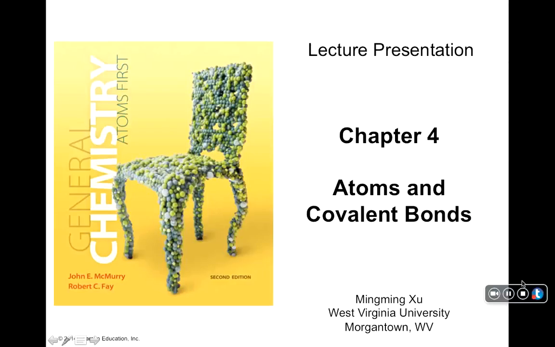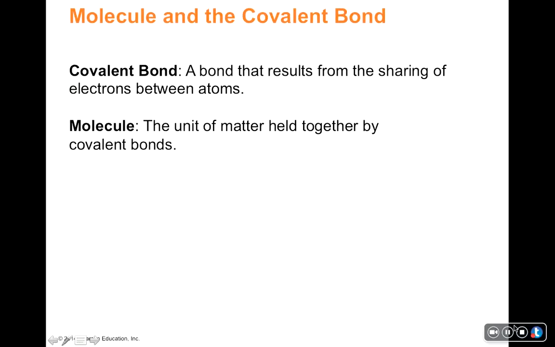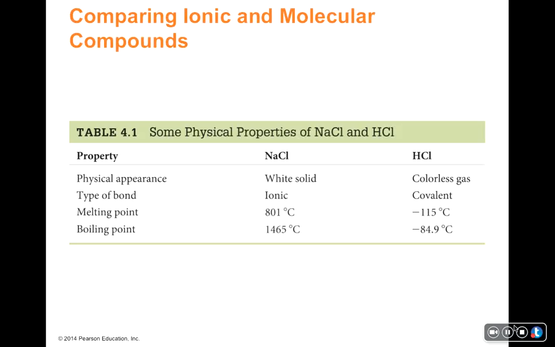Okay, so this next chapter is on chapter 4. This is about covalent bonds and molecules. We've talked about this from chapter 3, just the difference between them, but a covalent bond is one that results from sharing electrons between atoms, and those types of compounds we refer to as molecules. Some physical properties.